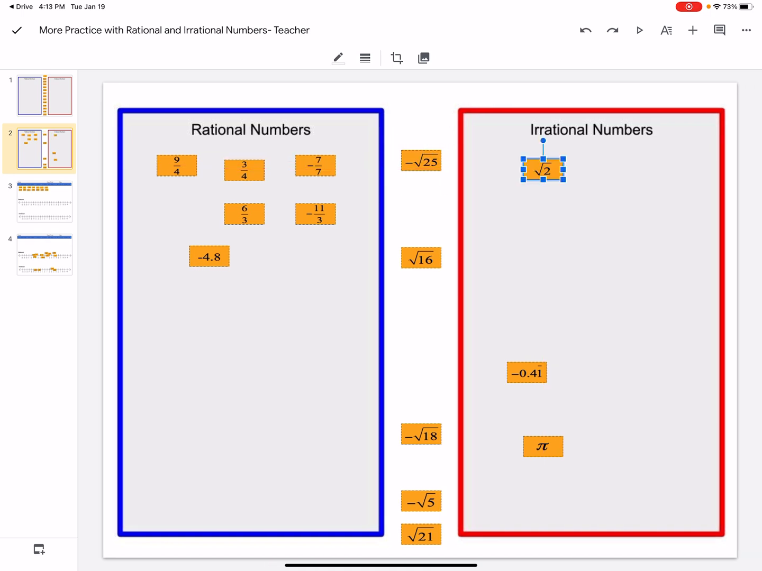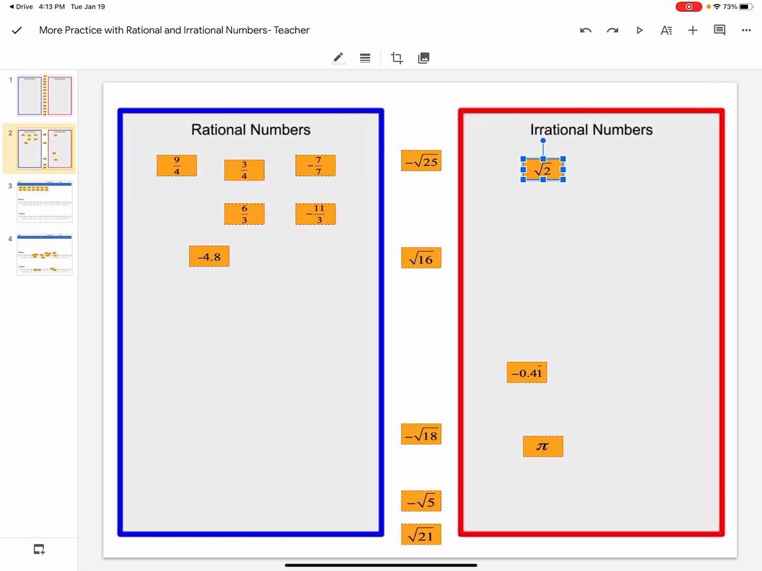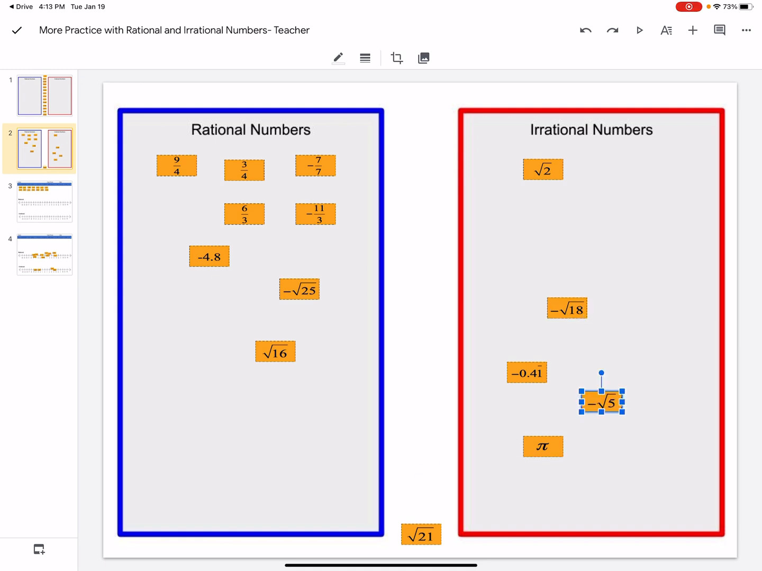25 is a perfect square, and I think it's trying to get me because it puts the negative sign in front of it. But that just means -5, which means that it goes into my integers. So I'm going to drag it over to the rational. 16 is a perfect square. It's rational. Negative square root of 18. Square root of 18 is not a perfect square, so it is irrational. Square root of 5 is not rational because it's not a perfect square. So I'm putting it over there. Square root of 21 is also.